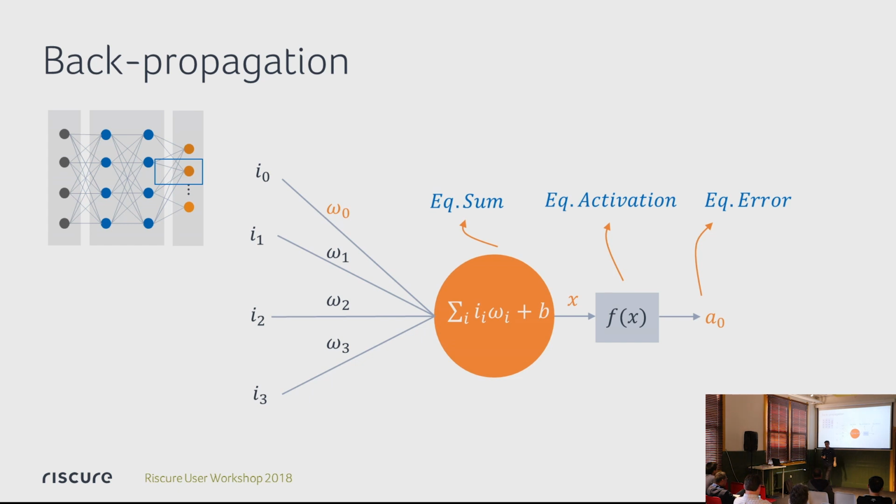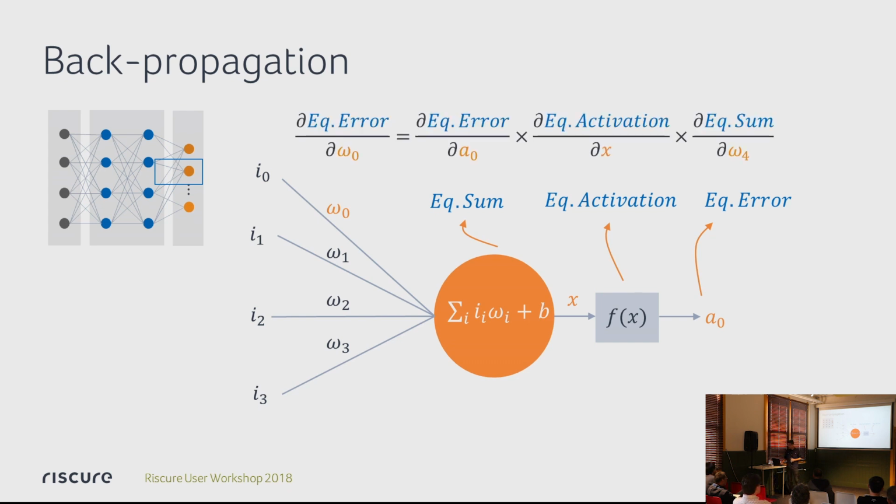You can define the activation function. Examples you might have heard about, like sigmoid, ReLU, hyperbolic tangent. So there are different ones that you can use. And this activation function is responsible for the nonlinearity in the neural network. And also you have the sum, that is the equation of the sum for the neuron itself, that is written here in the orange circle.